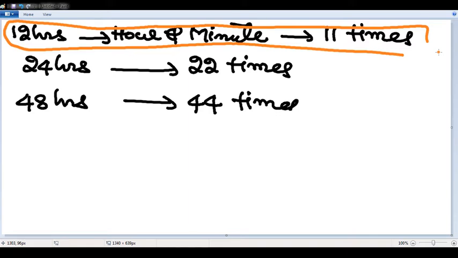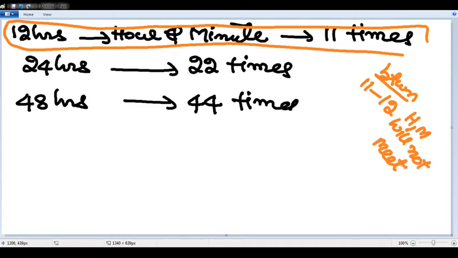In case any student forgets this concept, no issues. I will tell you another proof why it is 11 times. Both the hour hand and minutes hand will meet 11 times in 12 hours. Why? Because between 11 to 12, hour hand and minutes hand will not meet. I hope it is clear.